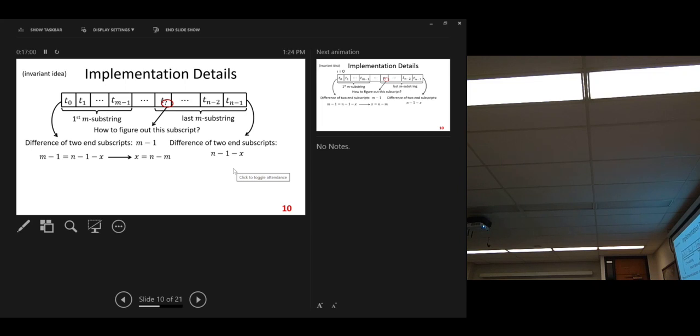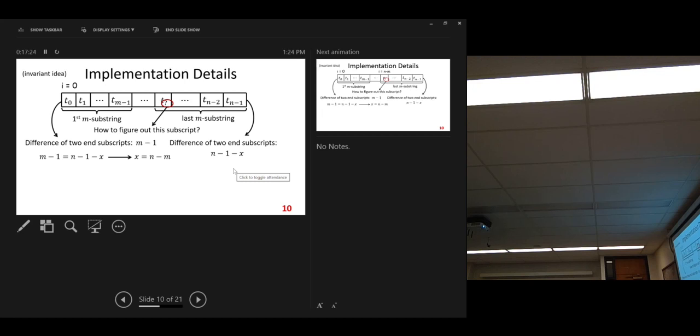Okay? Invariant, using that invariant thinking. You can see, very important. We use this many, many times. Invariant.